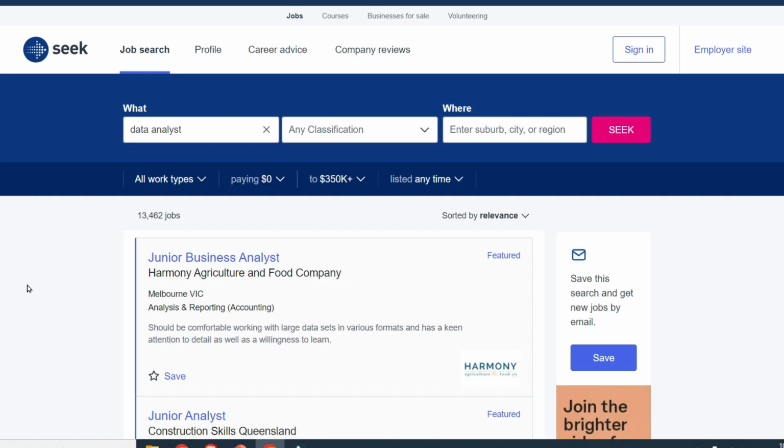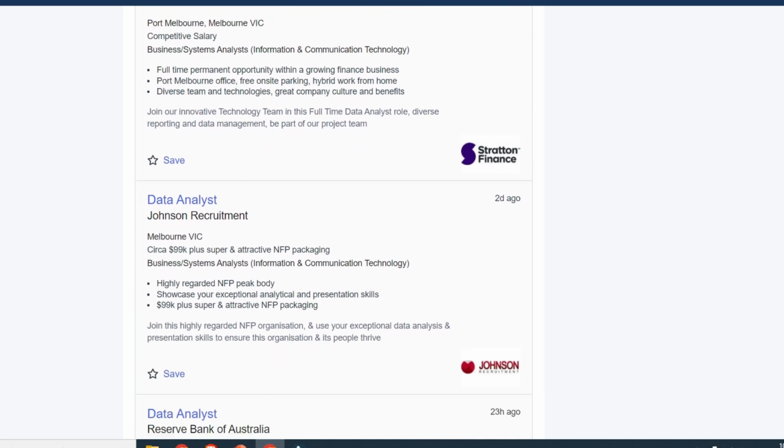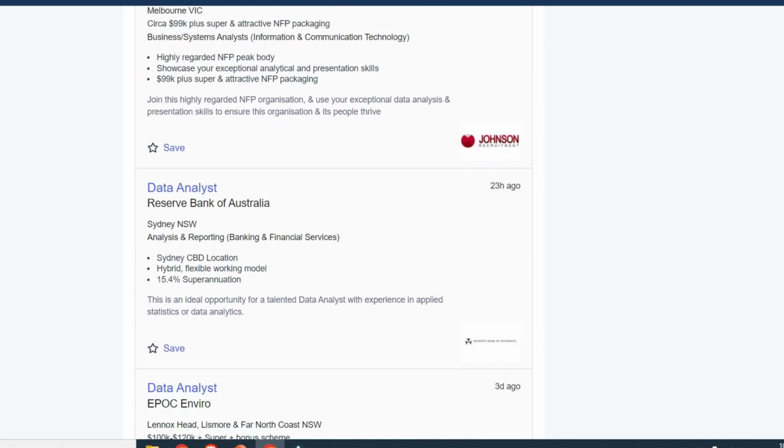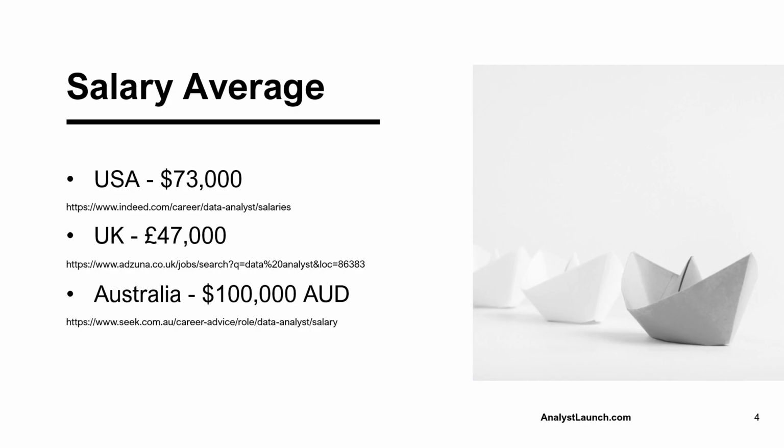And then finally, Australia. The best one to look at in Australia is seek.com.au, and you'll see here, this is massive. There are 13,462 jobs with data analyst as the role. If you just look at the top, here's a junior business analyst, junior analyst, data analyst, data analyst, tons. Here you go, Reserve Bank of Australia. Here's a nice one, data analyst, $100,000 to $120,000 plus superannuation plus bonus scheme. Tons of work.